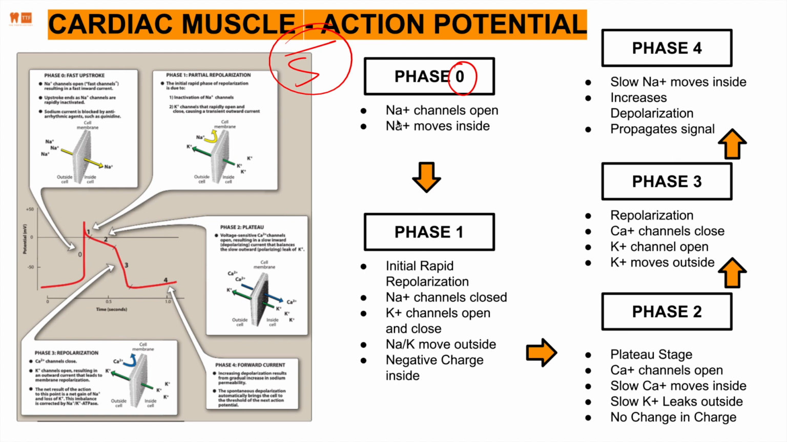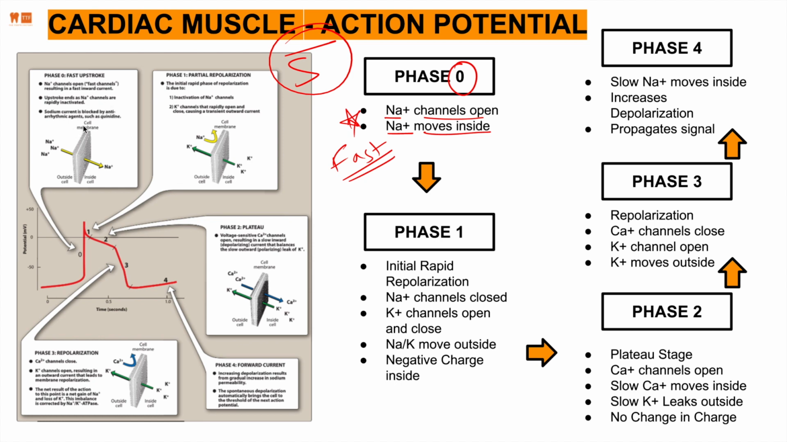What's phase 0? Phase 0 is sodium channels open up and sodium moves inside. Remember, the central nervous system plays a really, really big role in giving this an initiation. Okay, so let's read this section here. It says that there is a fast upstroke. Sodium channels open, those are known as fast channels, resulting in a fast inward current, so sodium moves inside, and the upstroke ends when sodium channels are rapidly inactivated. So it's just very quick.